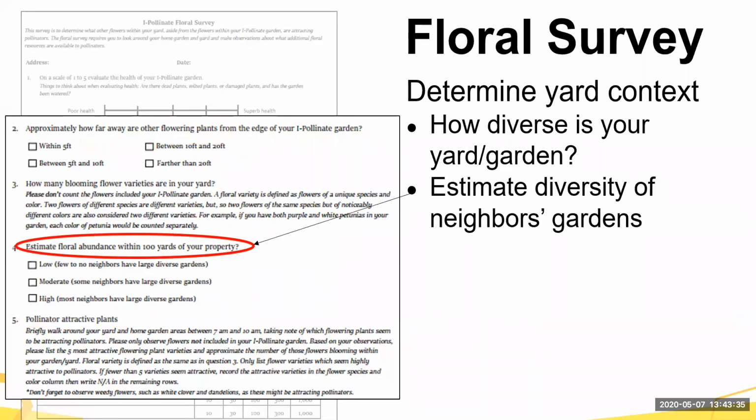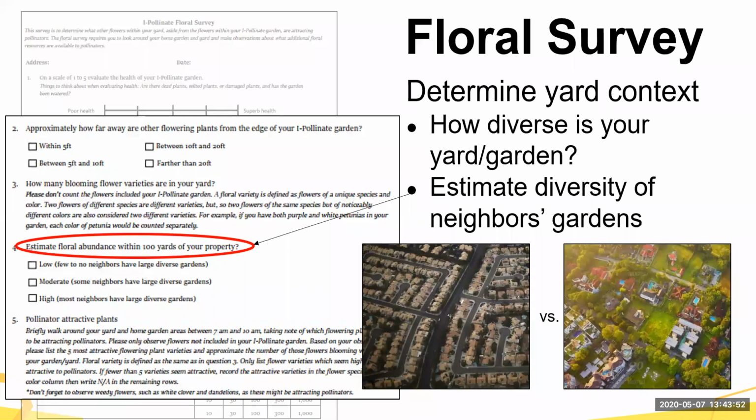Secondly, we're also interested in the diversity of your neighborhood. Again, do you live in an area where all of your neighbors have super diverse, very abundant gardens, or maybe not so much? Again, just for example, if your neighborhood looks like the neighborhood on the left, and you establish a garden, that context might influence the pollinator visitation rates versus if you establish a research garden in the example on the right. So that's all of the floral survey.